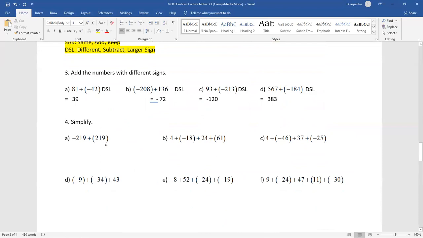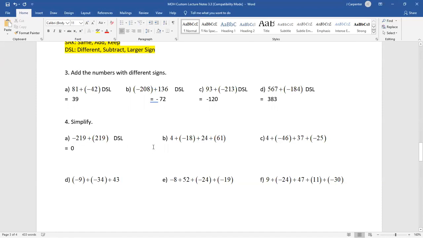So negative 219 plus 219. So that's a negative 219 and a positive 219, so that would be DSL. Different, subtract, keep the sign of the larger. So we're supposed to subtract the larger minus the smaller, and when you ignore the negatives, 219 and 219, they're the same. So which order do we subtract? Well, if they're the same, it doesn't matter. 219 minus 219 is, drum roll, no surprise, I hope, 0. 0 is a signless number, so I don't even have to worry about the sign of the larger. They're the same. There is no larger. Positive 0 is negative 0 is 0.